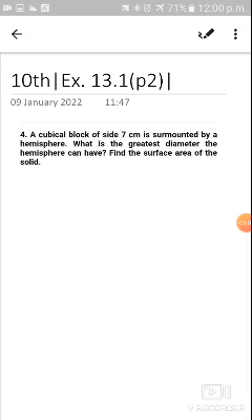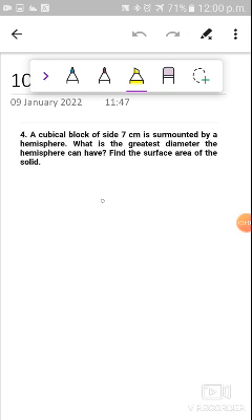Today we are going to do a few more questions from exercise 13.1. So let us start. First of all, we have question number 4, and question number 4 is: a cubical block of side 7 cm is surmounted by a hemisphere. What is the greatest diameter the hemisphere can have? Find the surface area of the solid.